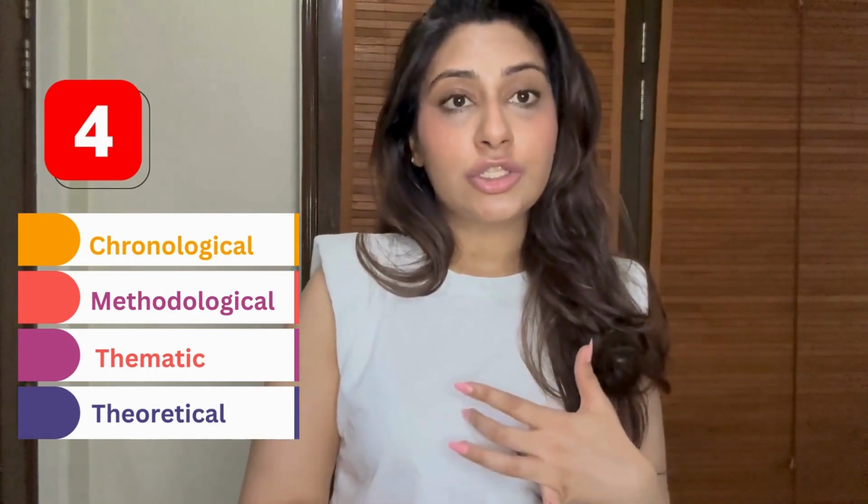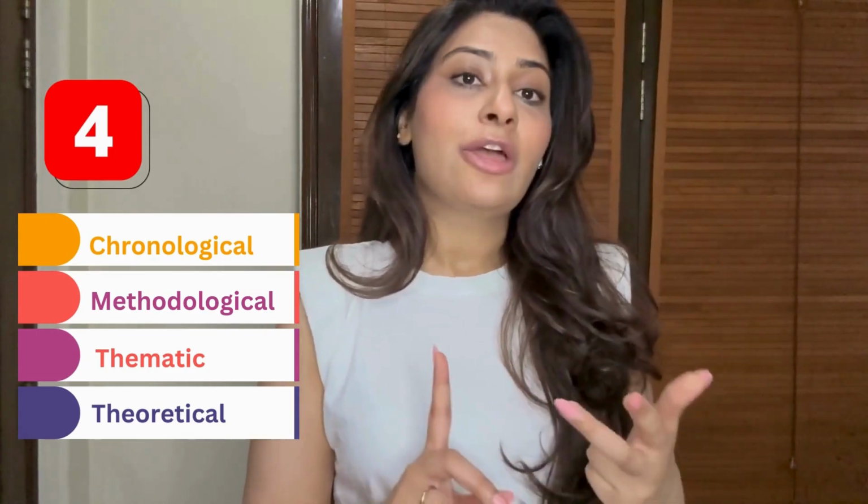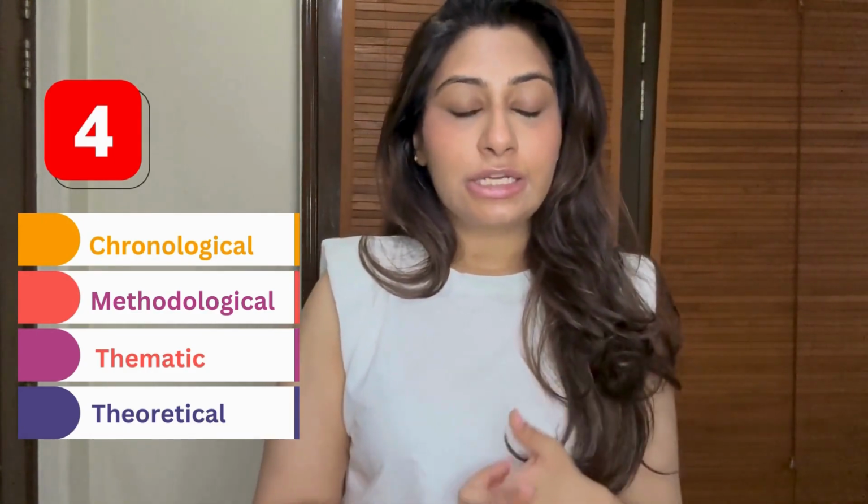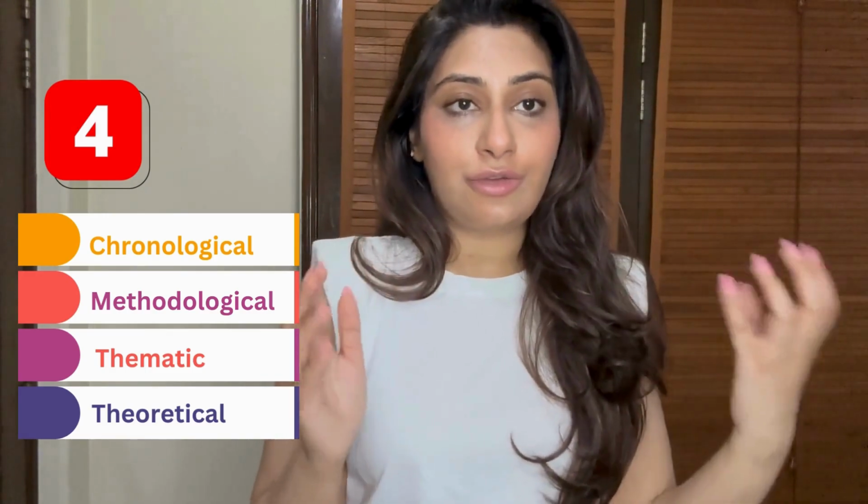So at this point, we go to the next step. Think of the structure of your literature review. There are four types of literature reviews: chronological, methodological, thematic, and theoretical literature review. So see which one fits you. I'm going to link some videos down below in the description so you can have a further delve into what these different types of literature reviews are.